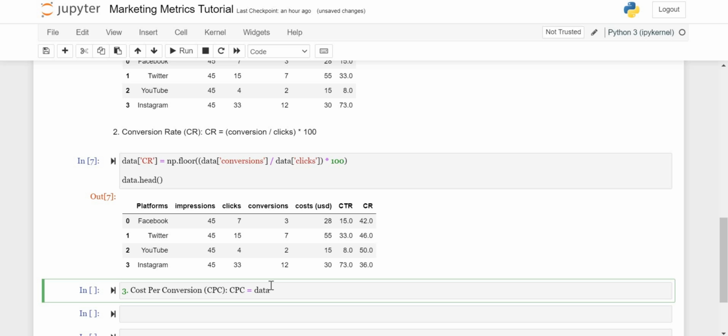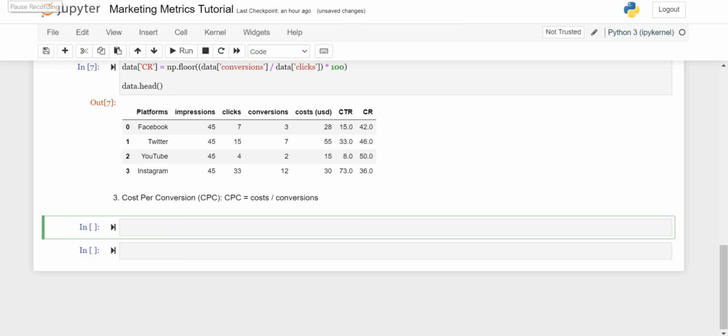Okay, data, sorry, cost divided by the conversions. And what does this mean? The significance of this is that CPC calculates how much you are actually spending on average for each conversion, for each email that you actually receive from the user. So it's calculated as cost divided by the conversion. So that is what we're going to be doing now, and also add it to our data.